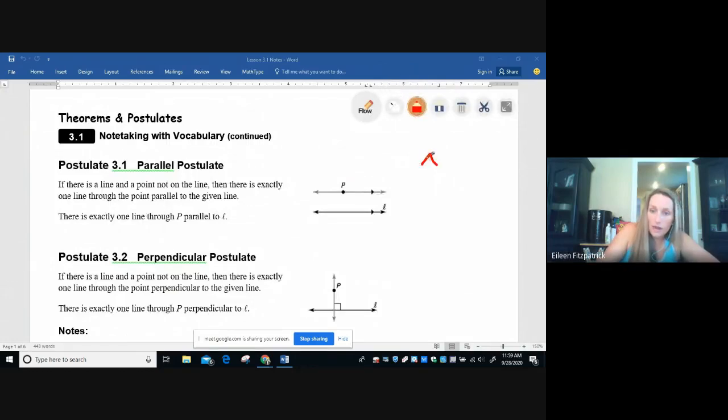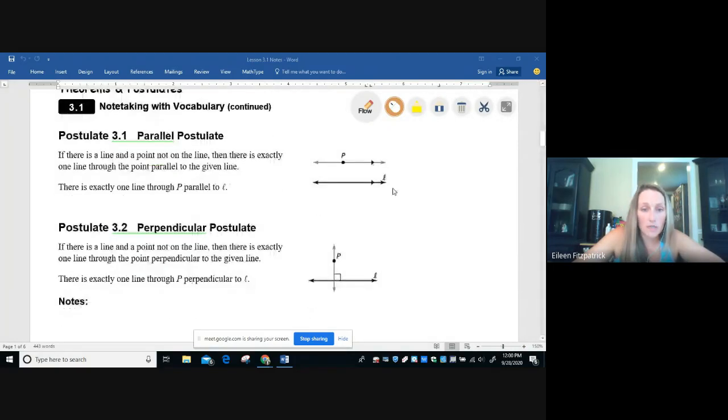So just to illustrate this again, if I was to draw a similar diagram as I read through. If I have a line, we'll call this line L. And then I draw some point not on the line. We'll call this point M. There's only one line that I can draw through point M that would be parallel to line L. So this line here goes through point M and is parallel to line L. So that's what that postulate tells us.